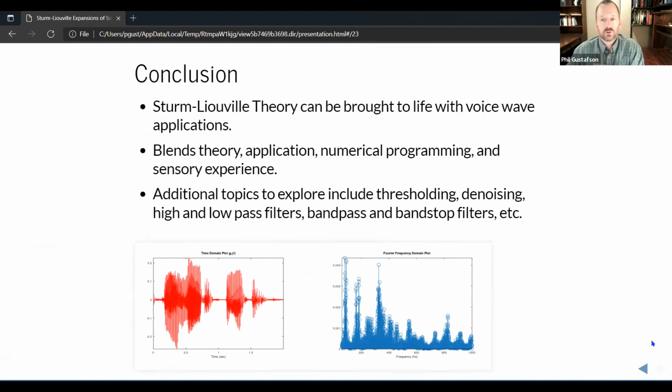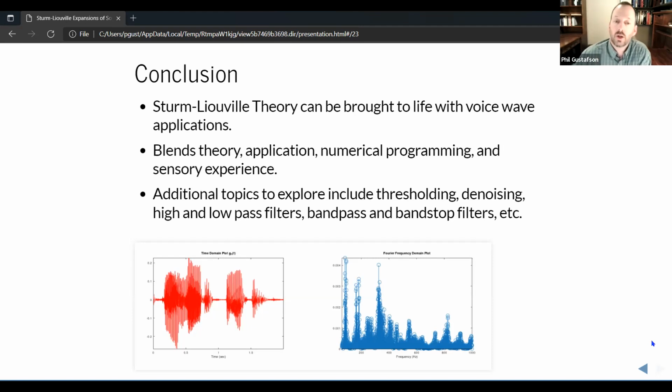Okay, so in conclusion, the idea here was to take some really important theory from applied analysis and just see how it gets applied to voice wave representations. And I think it's kind of fun to blend together these different components: the theory, the application, the numerical programming, and some sensory component to that as well. From here, there's more things students can work on.